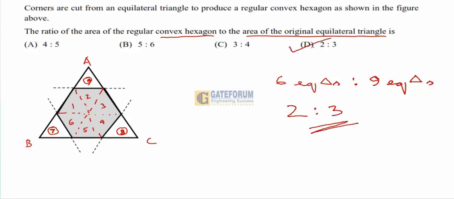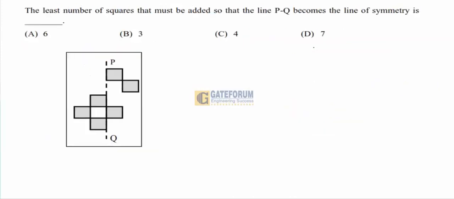So this is how we find it fast. The least number of squares that must be added so that the line PQ becomes the line of symmetry in this. So you see, the white ones mean absence of squares. The darker ones mean there are squares present. So how do we deal with it?